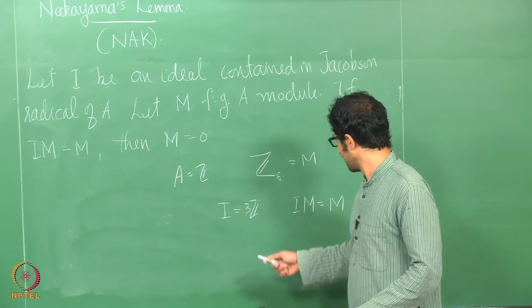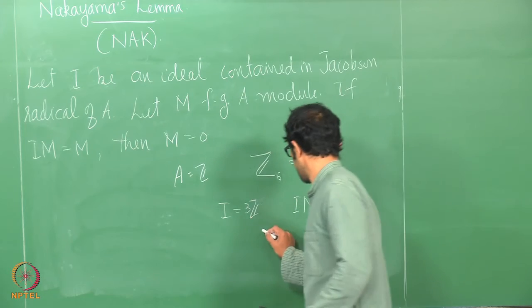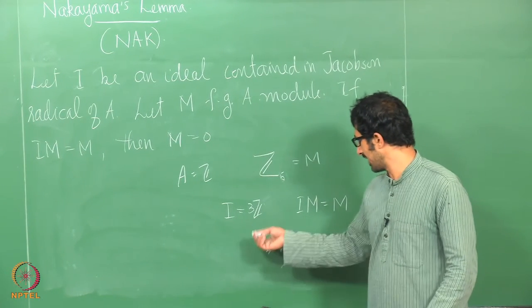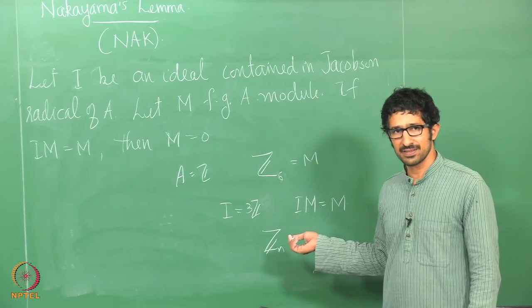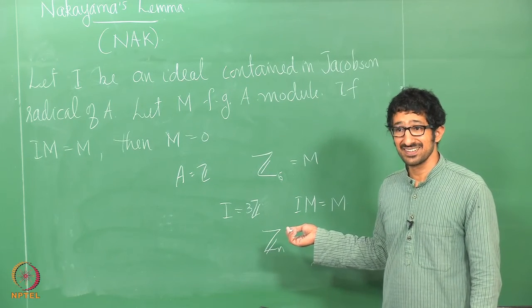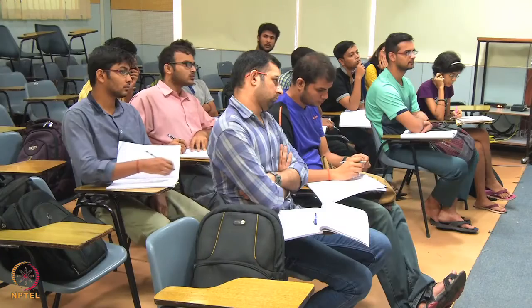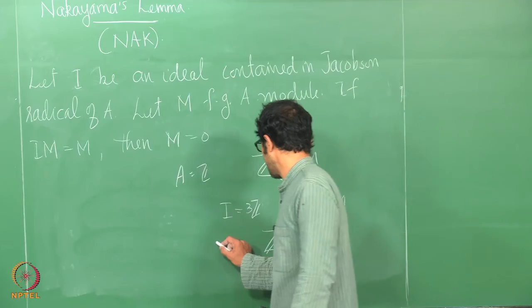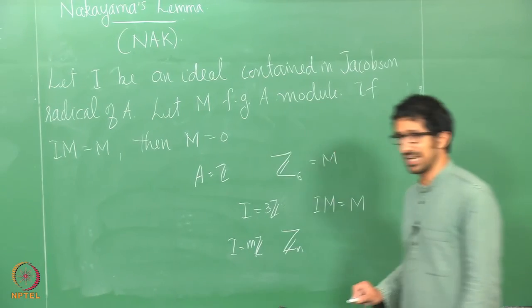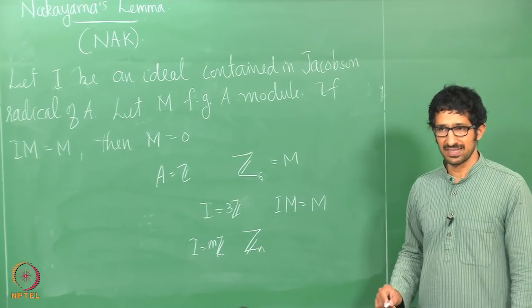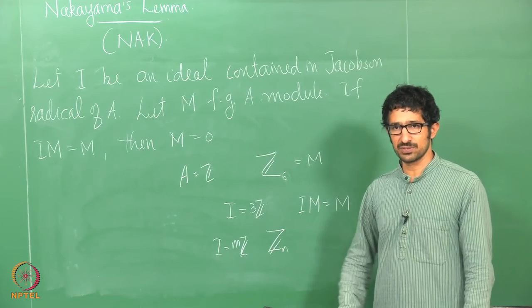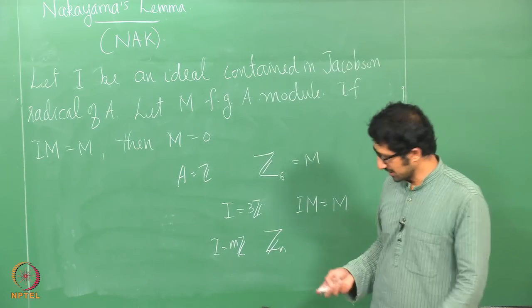Now can you generalize this? If you take Zn, can you give me an ideal I such that IM is M? You take any I equal to mZ, where m is co-prime to n, then IM will be equal to M.